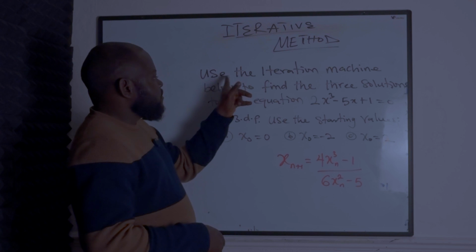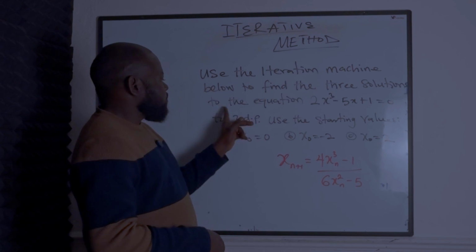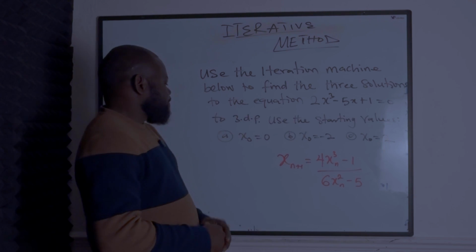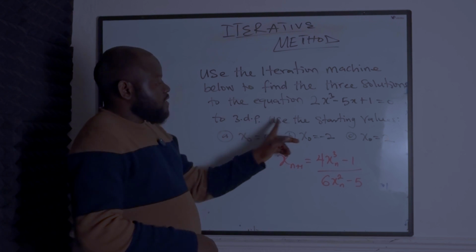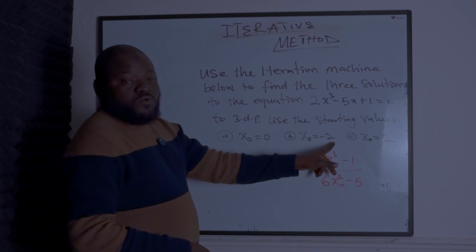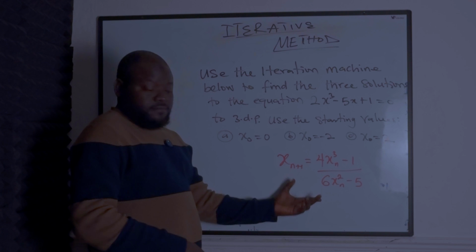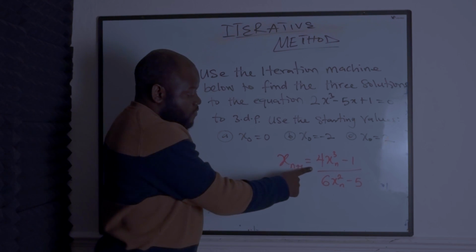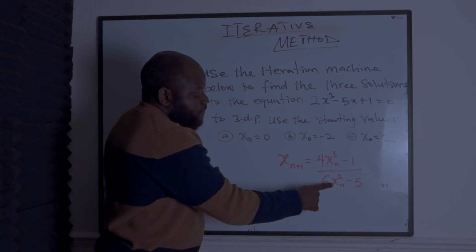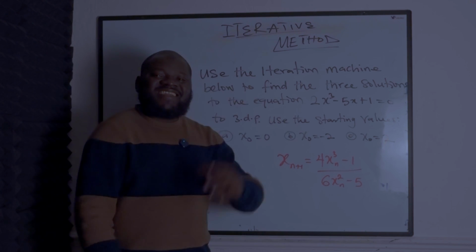Let's look at that. Use the iteration machine below to find the three solutions to the equation 2x cubed minus 5x plus 1 equals 0 to three decimal places. Use the starting values x0 equals 0, x0 equals minus 2, x0 equals 2. And here is the machine: x(n+1) equals (4x_n cubed minus 1) divided by (6x_n squared minus 5). And let's see what you're going to come up with.